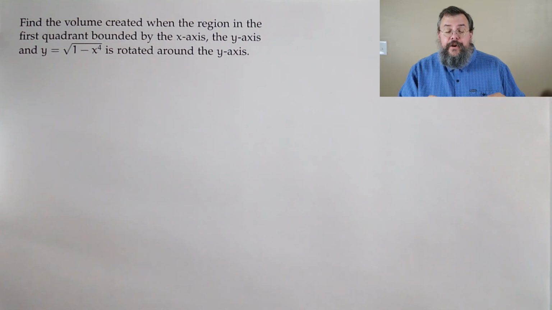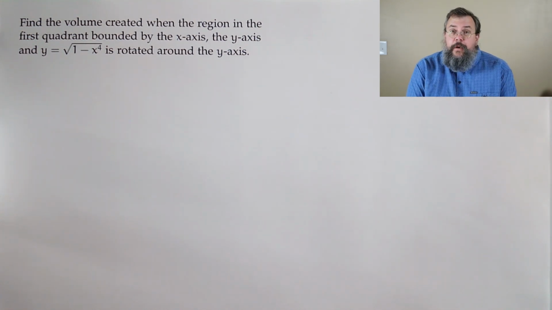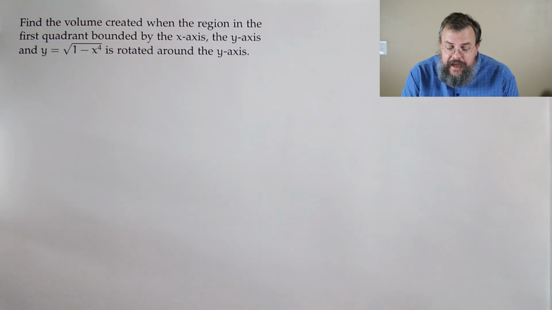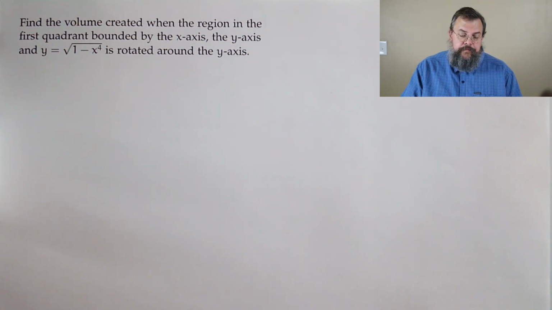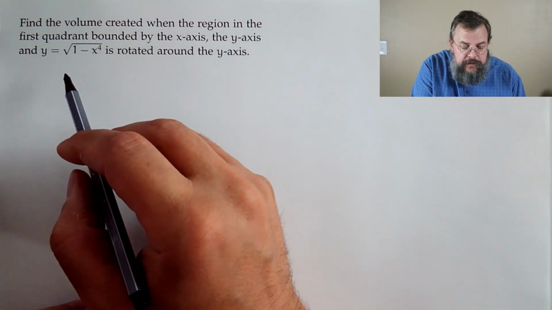Find the volume created when the region in the first quadrant, bounded by the x-axis, the y-axis, and y equals the square root of 1 minus x to the fourth, is rotated around the y-axis. Okay, so let's think about what we have here.